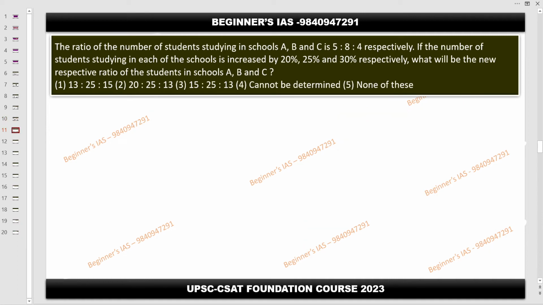So this question. Here, the ratio of the number of students studying in schools A, B, C is 5 is to 8 is to 4 respectively. If the number of students studying in each of the schools is increased by 20%, 25% and 30% respectively, what will be the new ratio? Okay, shall I wait? Already we have done this model just before. Shall I wait for you people? Yes, sir. Fine. Just now we have done this model.